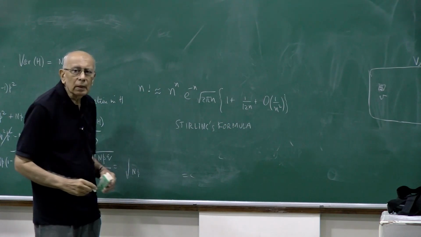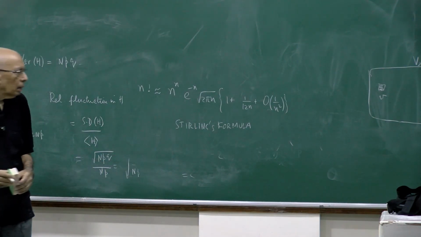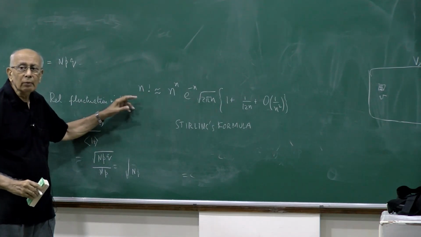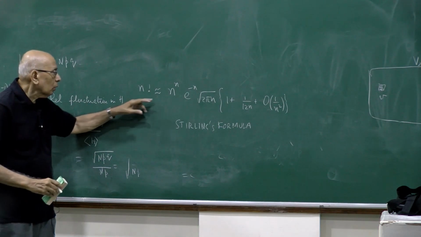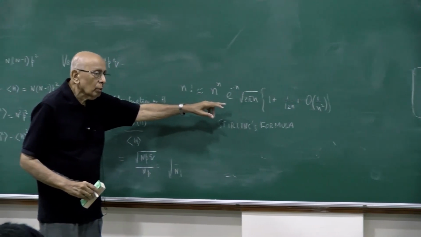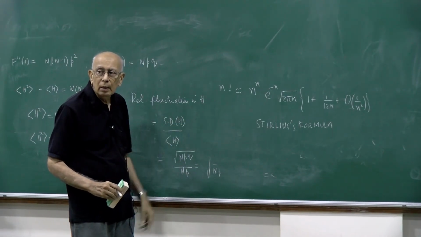You can derive it quite easily, but you need to know what are called Gaussian integrals, so we won't do that here. But it's worth remembering. The formula is written down for log n factorial actually. Log n factorial becomes n log n minus n plus half log 2 pi n. It's a small correction compared to this here.